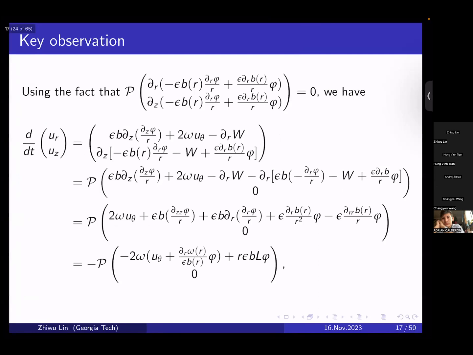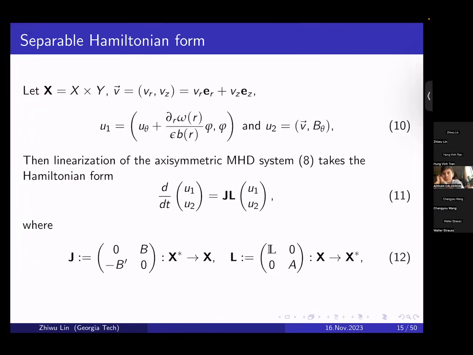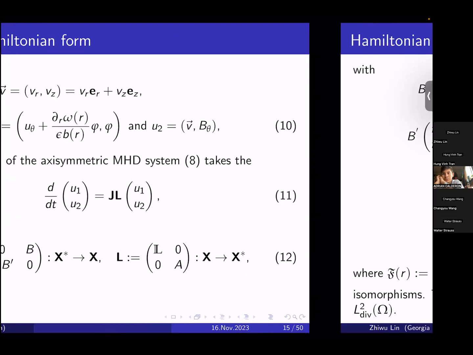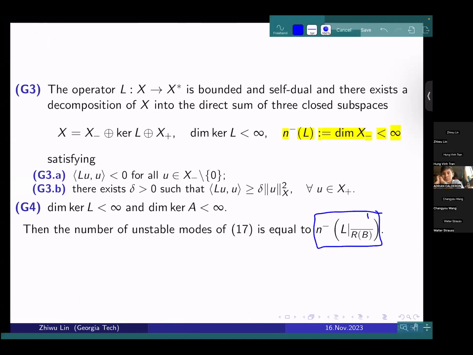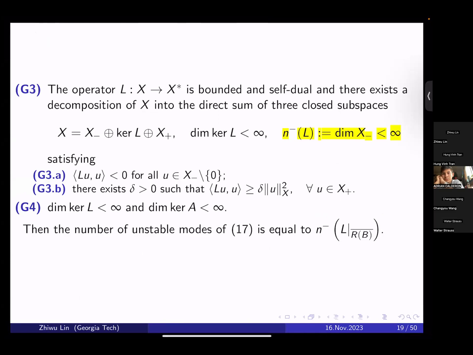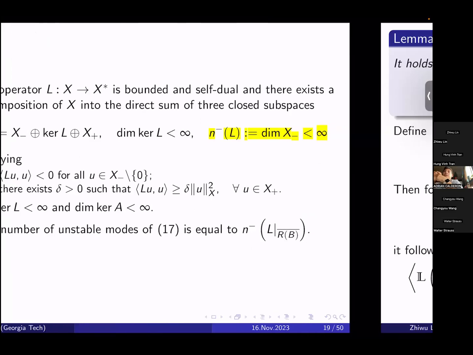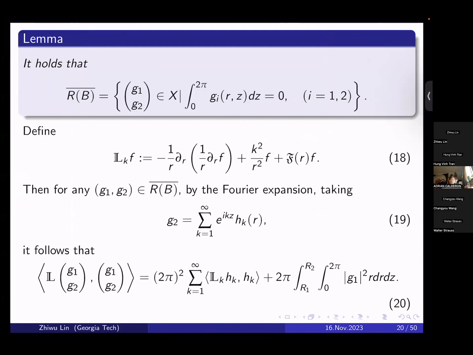Now let's go back to the MHD problem. If we have written the linearized MHD equation as a separable Hamiltonian system, now we can try to compute this number. First let's see what the closure of the range space of B is. It turns out it has a very simple characterization. The closure of the range space of B is actually the functions with no zero modes.